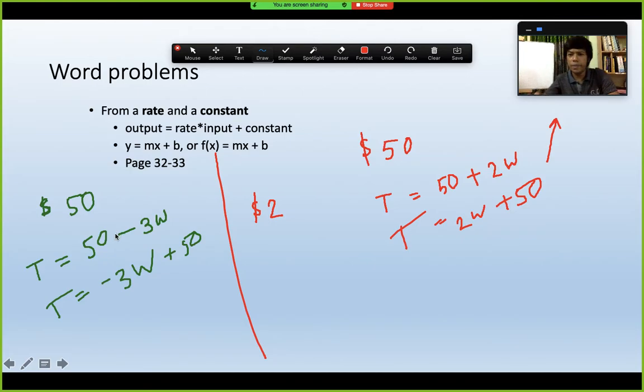Let me tell you another very important thing: how you will understand if something is linear or not linear. How you will understand it from a real life situation. You will understand it if the increase is the same every time, or if the decrease is the same every time, then it is linear.